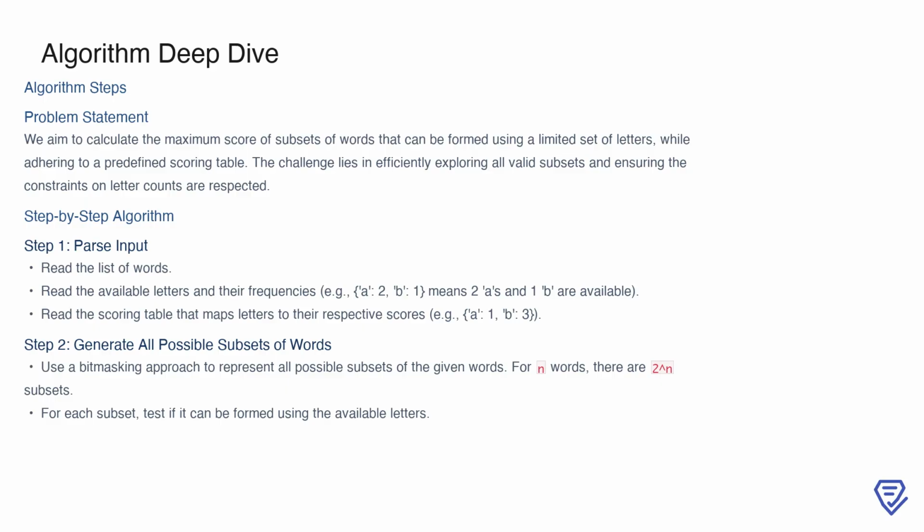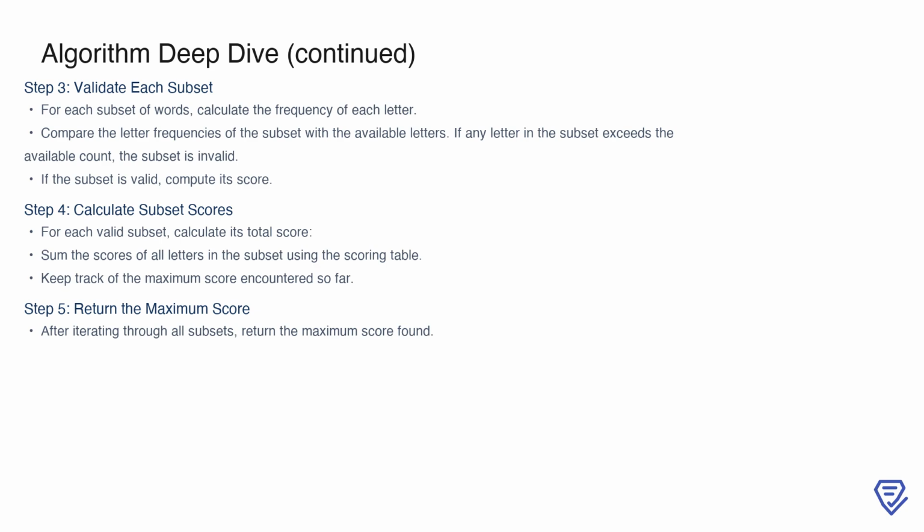Once the input is processed, we generate all possible subsets of words. By using a bit masking approach, we can represent each subset as a unique combination of words. For n words, there are 2^n possible subsets, and we systematically explore each one to determine if it can be formed using the available letters. After generating all possible subsets, the next step is to validate each one. For every subset, we calculate the frequency of each letter used by the words in that subset. These frequencies are then compared to the available letter pool, ensuring that no letter exceeds its allowed count. If a subset is found to be invalid, it is discarded immediately.